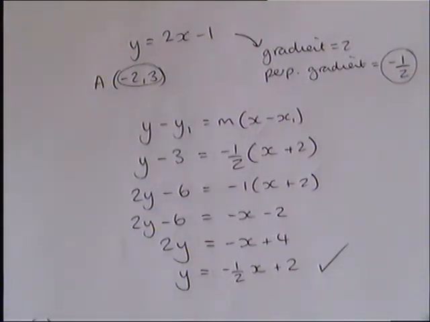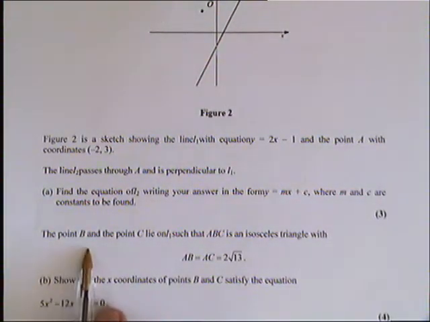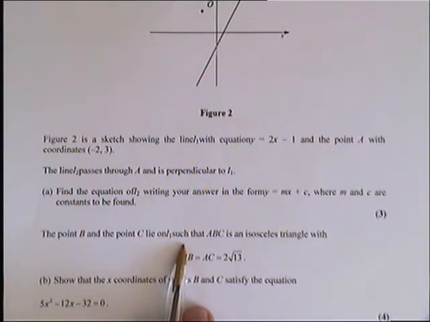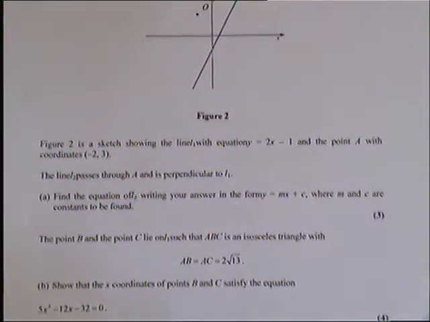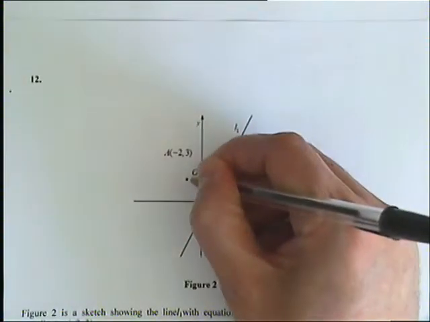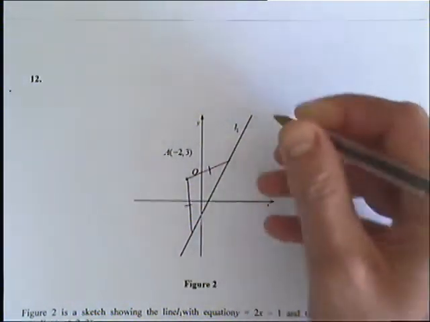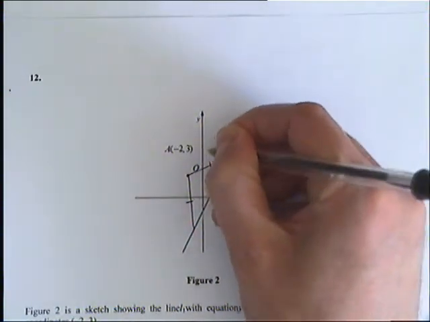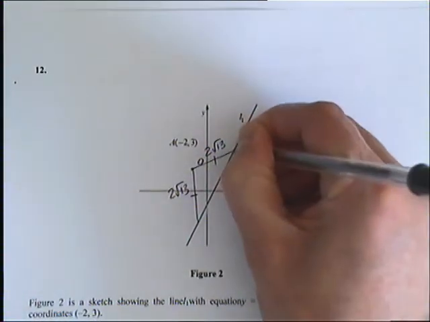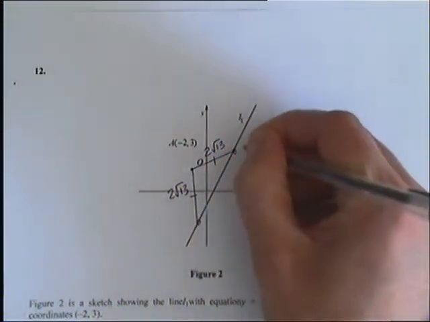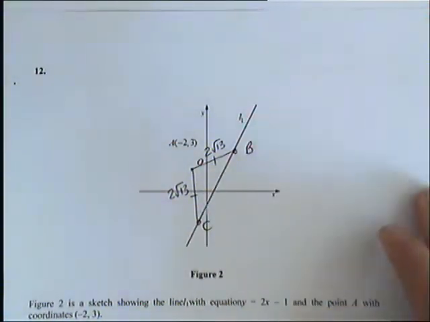Part B, we're given some information here. It says the point B and the point C lie on L1 such that ABC is an isosceles triangle with AB equals AC equals 2 root 13. So I'm just going to, on this diagram, try and pop roughly what's going on here. The length of those sides is 2 root 13. And this is points B and C.